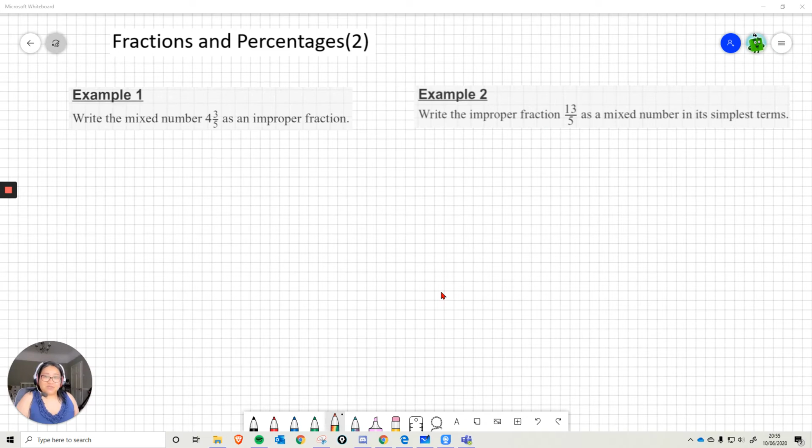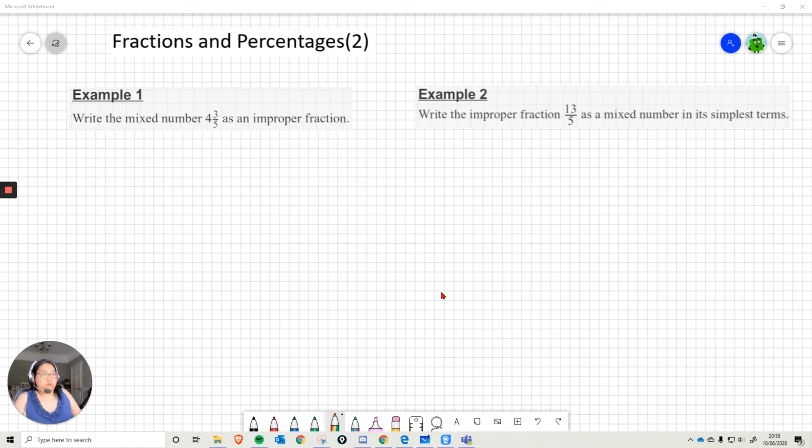Hi, this is a video to support you with converting mixed numbers into improper fractions and improper fractions back to mixed numbers. So we're going to start with what is a mixed number and what is an improper fraction.